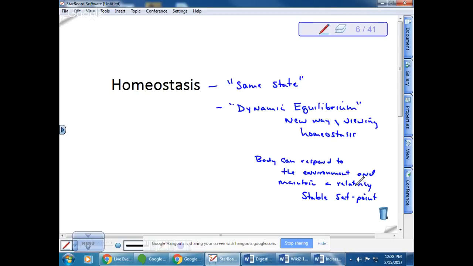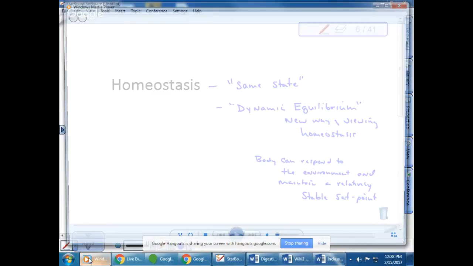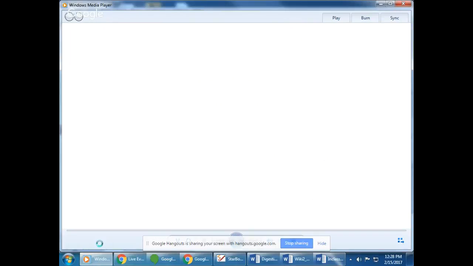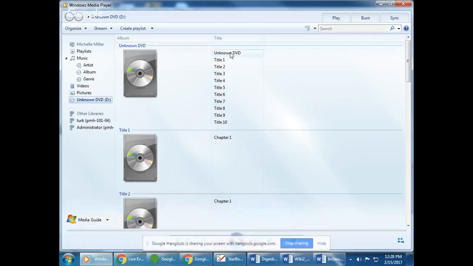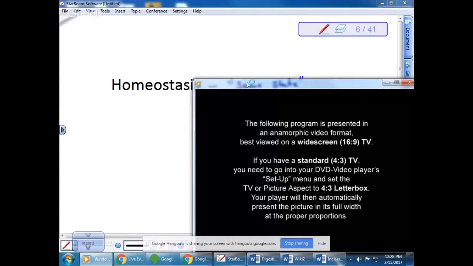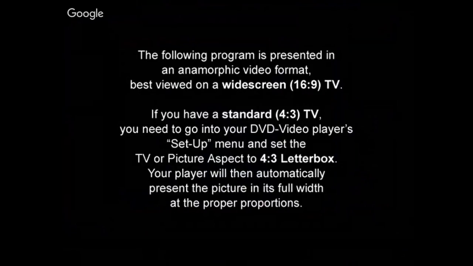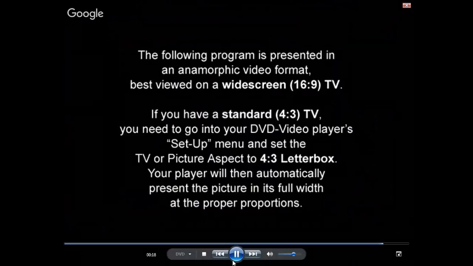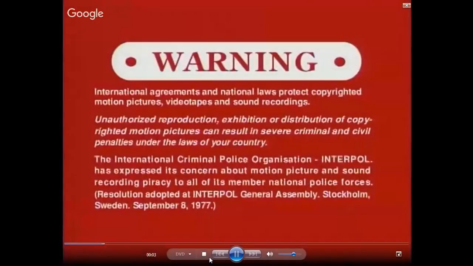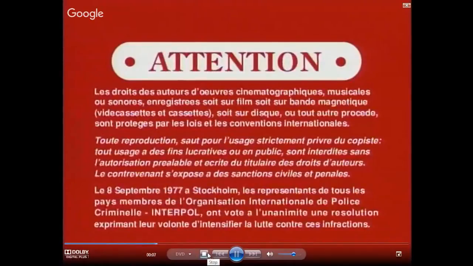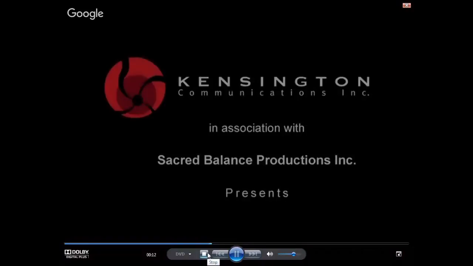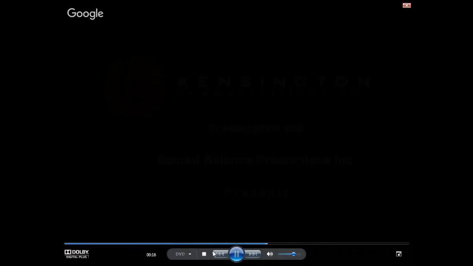Okay. So I'm going to show you a short little video that talks about this idea. It's like a 5-minute video. Hopefully this is set up. So the example here is going to be heart rate, and it's going to be resting heart rate over a long period of time. So over minutes or hours.